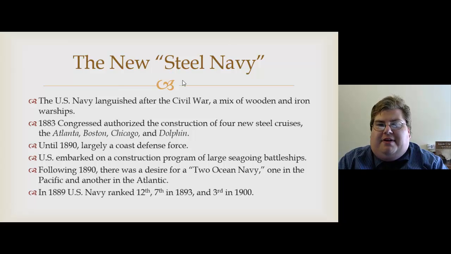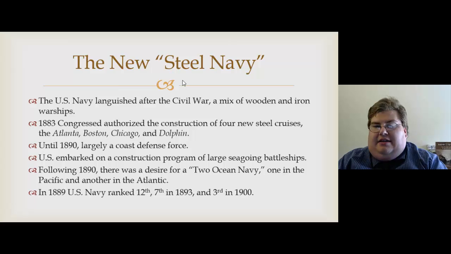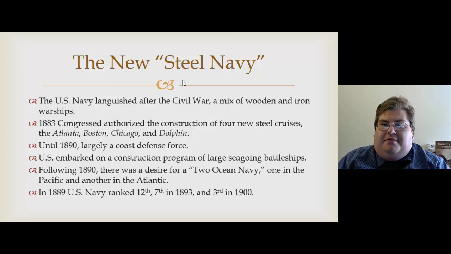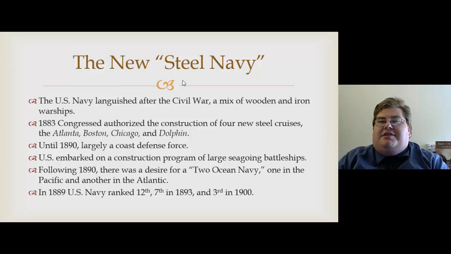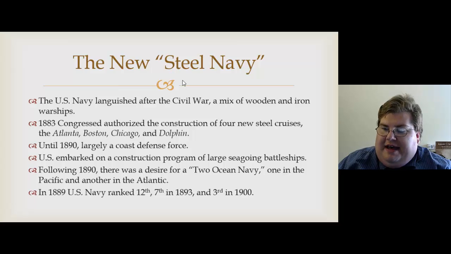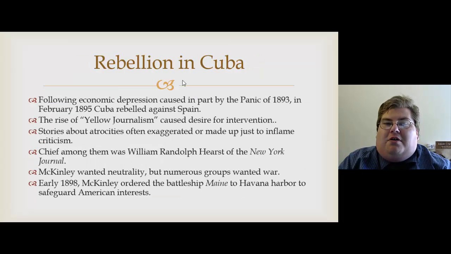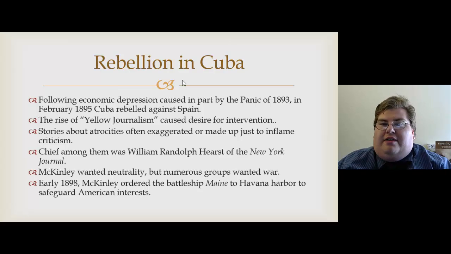Well, let's look at it this way. In 1890, you've got Alfred Thayer Mahan. You have the technology, you have steel. You have all this stuff. We're building this new stuff. We now want foreign policy. And then amongst all that, we have a spark that brings the United States onto the world scene. We bring the United States into the place of a world power.